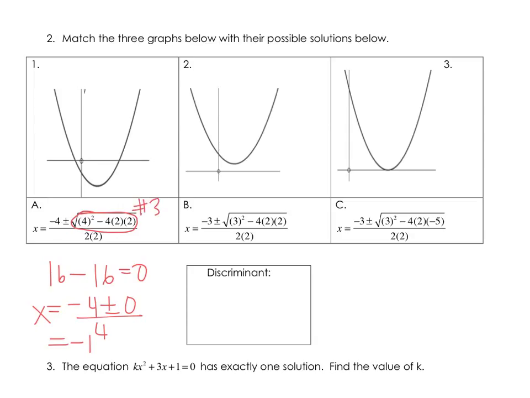For letter B, if I look here, in the middle I have 9 minus 8 times 2, which is 16. I end up with a negative number. We cannot have a negative square root. This would be no solution, which would match with number 2.